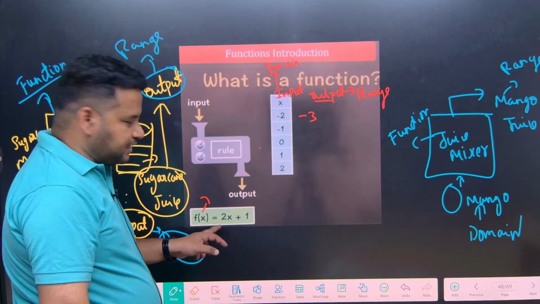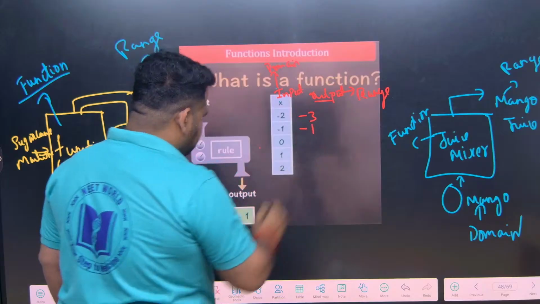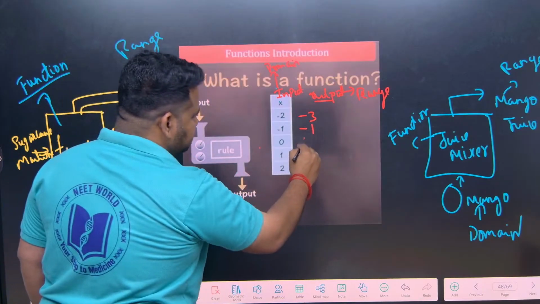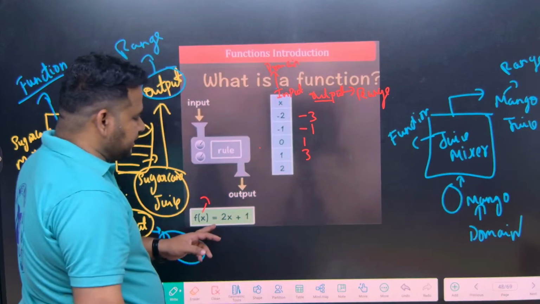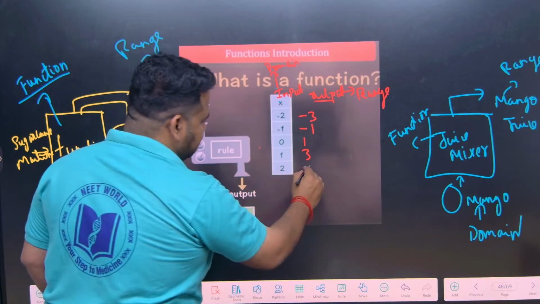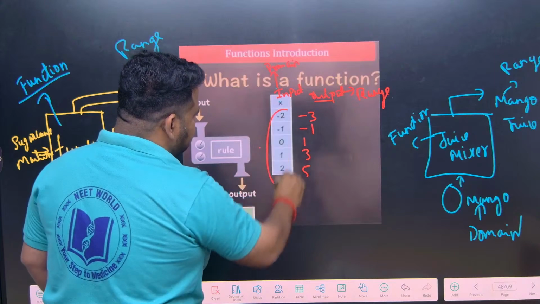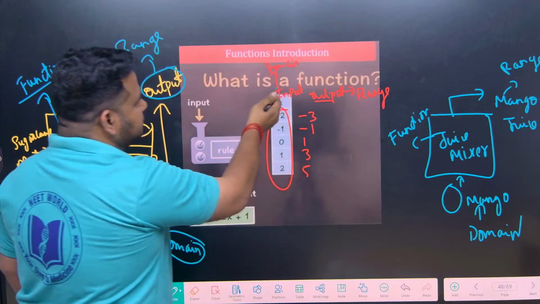If I put input as -1, then -2 plus 1 is -1. If I put input as 0, I'll get 1 as the answer. If I put input as 1, I'll get 3. If I put input as 2, 2 twos are 4, 4 plus 1, 5 is the answer. This is the set of all inputs, that is called the codomain.